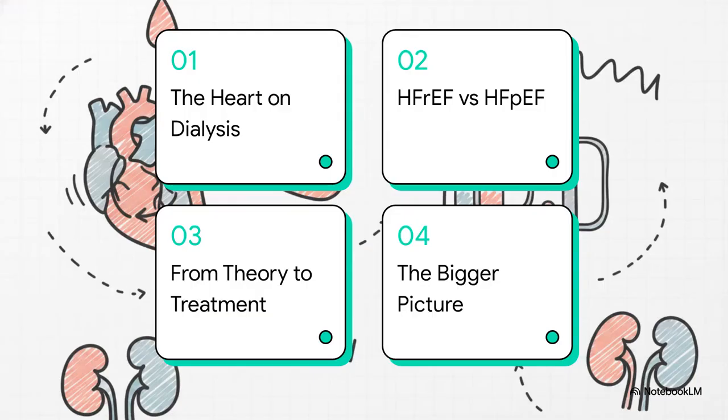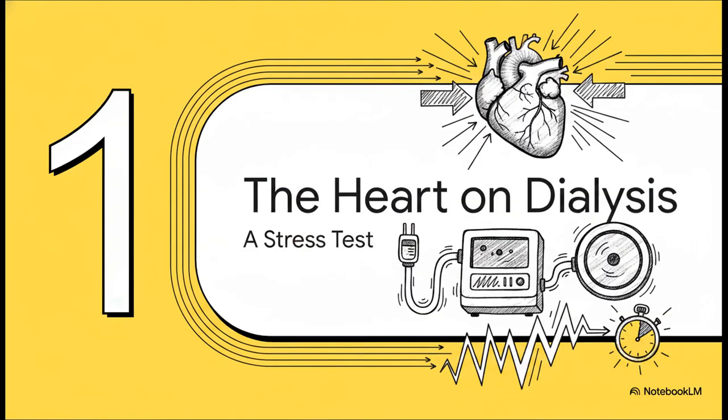So, here's our game plan. We'll kick things off with what actually happens to the heart on dialysis. Then, we'll look at the two big types of heart failure you're going to see. After that, we'll connect the dots from theory to actual treatment. And finally, we'll zoom out to look at the bigger picture, what's happening beyond just the EF. First up, the heart on dialysis.